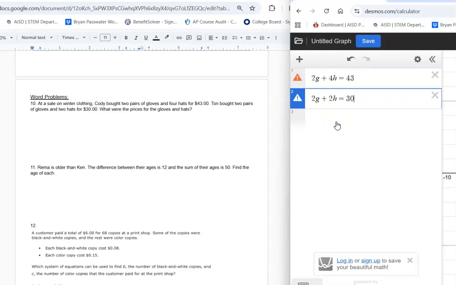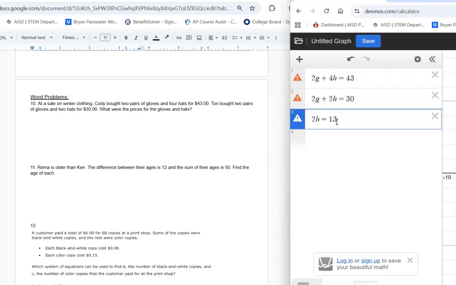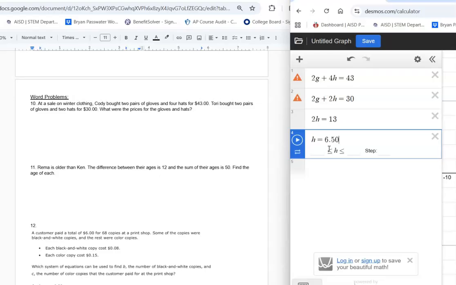And then notice the G's have common coefficients and they're both positive, so you would subtract them. By subtracting it, 2H equals 13. And it looks like you're going to end up with something involving 50 cents, which is fine. So that means your hat is $6.50, and then you can plug that in and get gloves.